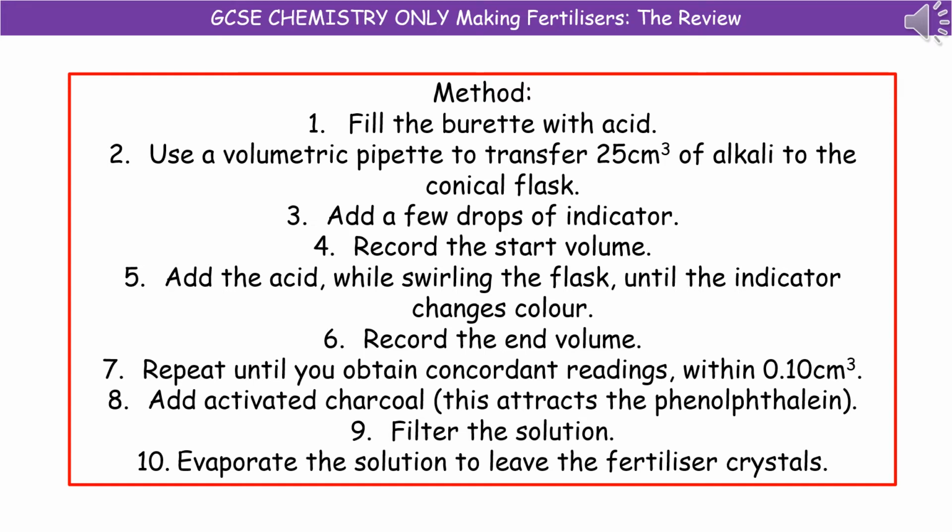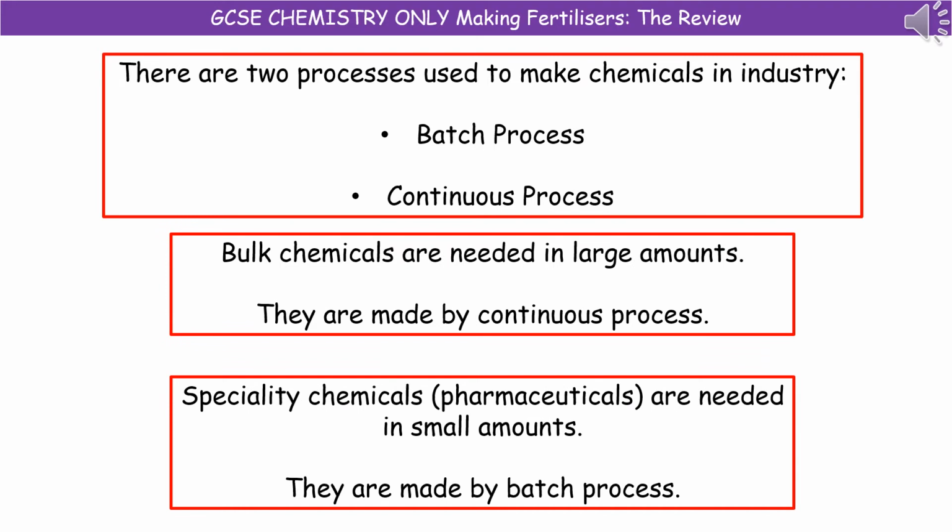Record your end volume, and then you repeat that until you obtain those concordant readings which are within 0.1 centimeters cubed of one another. Once you've done that, add activated charcoal because that attracts the phenolphthalein, filter the solution, and then evaporate off the solution just to leave your fertiliser crystals, which you can dry in an oven.